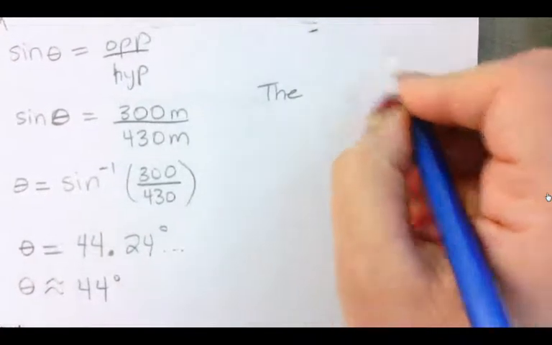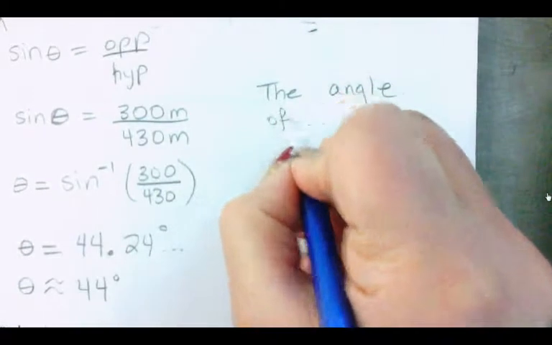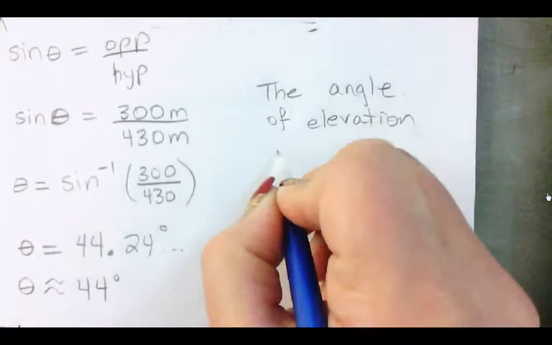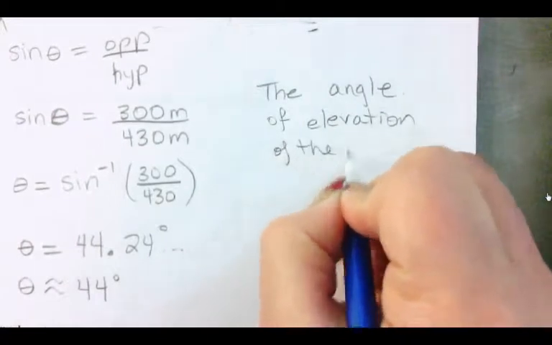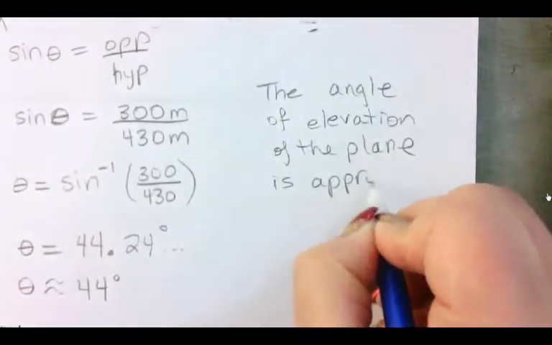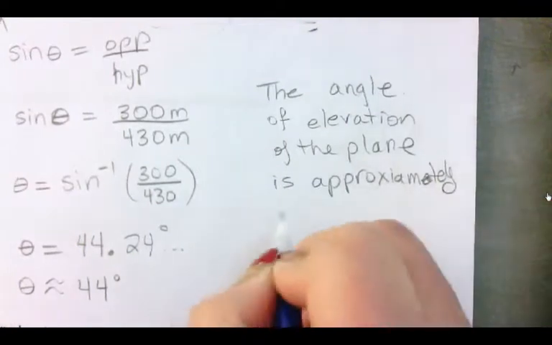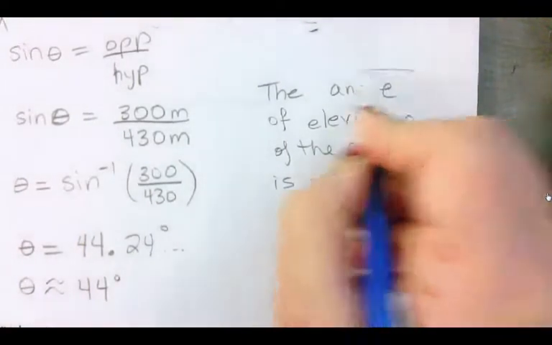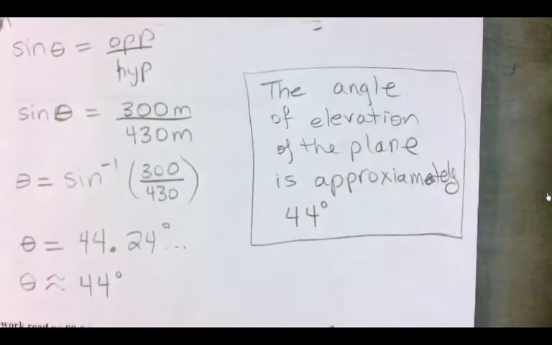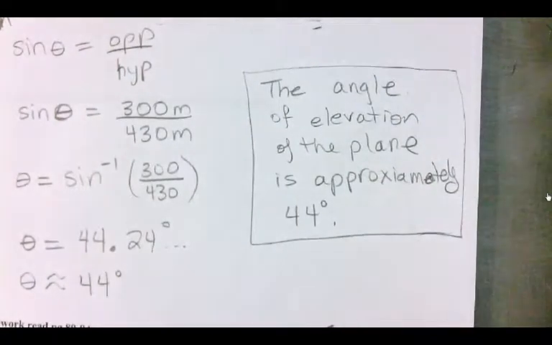So if it starts with a sentence, we have to end our question with a sentence. It's a word problem, people. You learned this in grade 3, right? The angle of elevation of the plane is approximately 44 degrees. Okay? So there you go. There you have it.